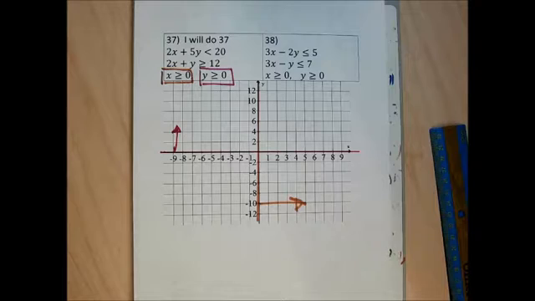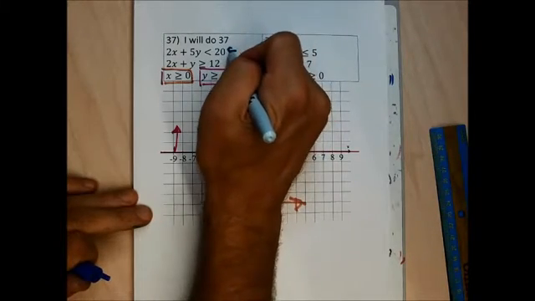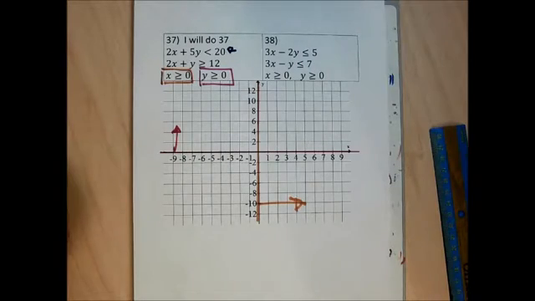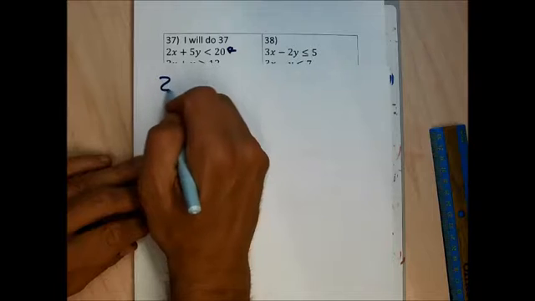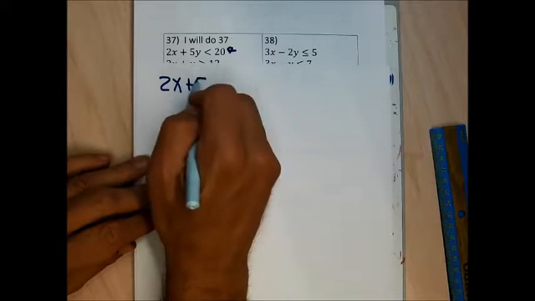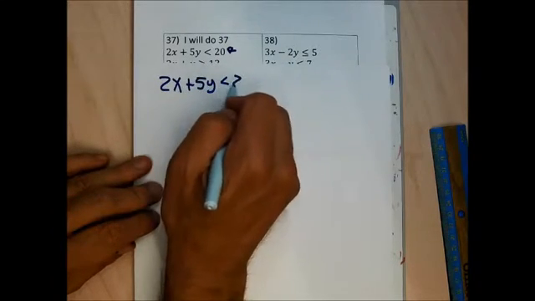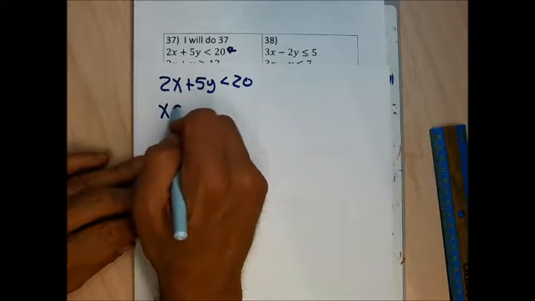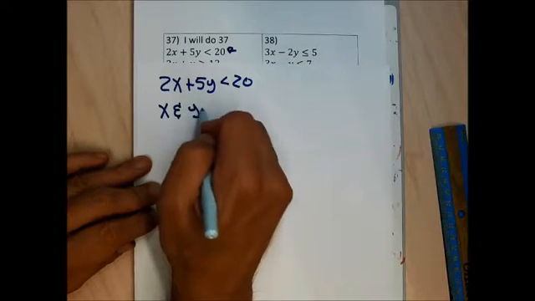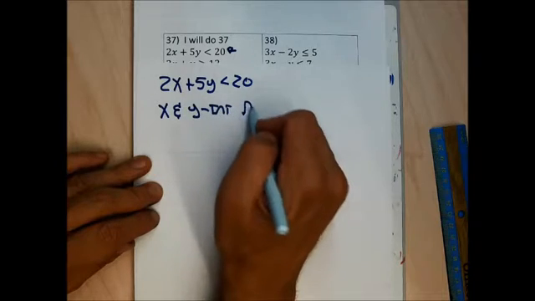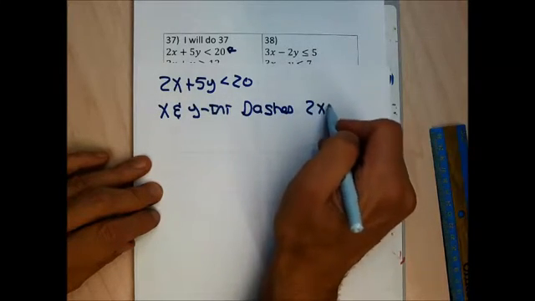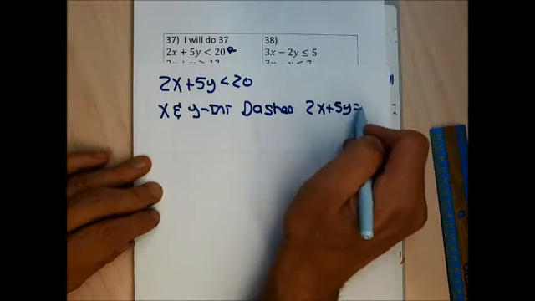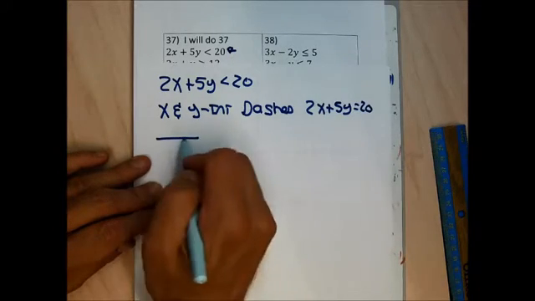Now on to the ugly ones. So first one in blue, and then the second one in red. So for 2x plus 5y is less than 20, I'm going to find the x and the y-intercept, make a dashed line for 2x plus 5y equal to 20. Start plugging in my zeros.